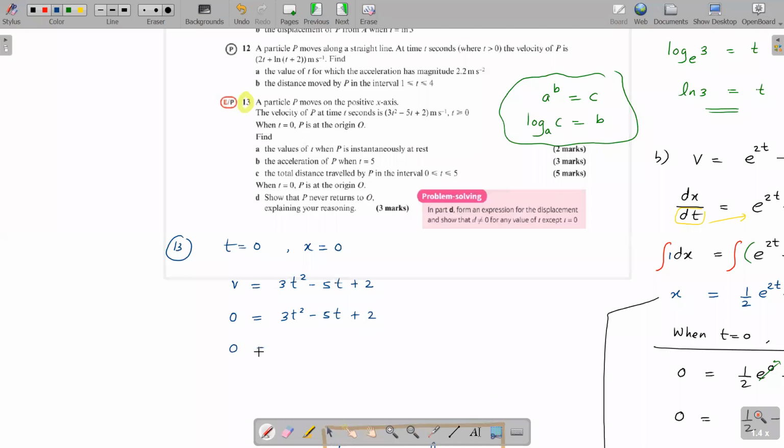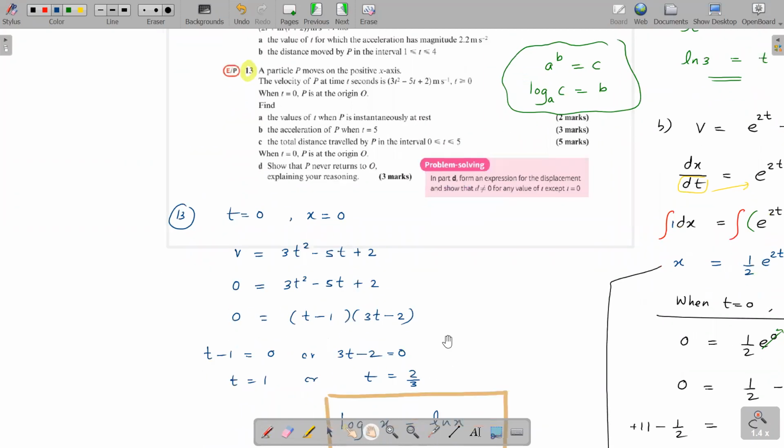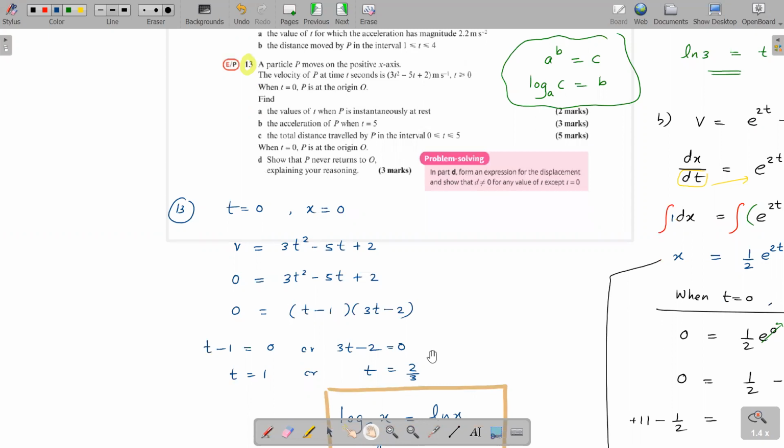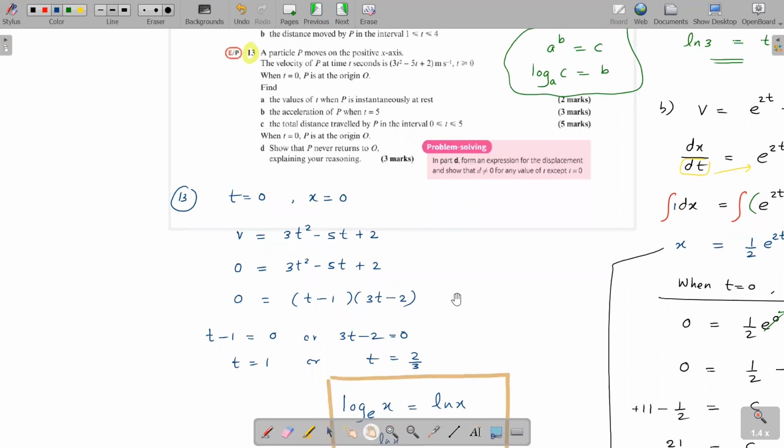Is it possible to factorize this quadratic equation? Yes, the factors are t minus 1 and 3t minus 2. So I get t minus 1 is 0 or 3t minus 2 is 0. I end up getting t equals 1 or t equals 2 over 3. Okay, then the next one.